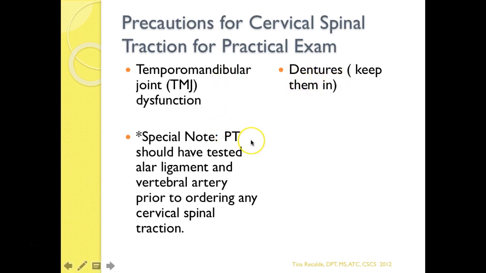And just a special note, you want to make sure on the evaluation that you saw somewhere that the physical therapist did test for the alar ligament and the vertebral artery prior to ordering any kind of cervical spinal traction, because those obviously you're going to cause some instability and you could cause some serious issues. So you always want to make sure you look back on that physical therapist evaluation to make sure that they have those marked, that they tested those. And if they don't have them marked, you want to go communicate with them before you apply the traction to the patient, because they may have done it and just forgot to mark it, or they may have forgotten to test it, and you're going to want to make sure they test that prior to you administering cervical traction on them. Okay?